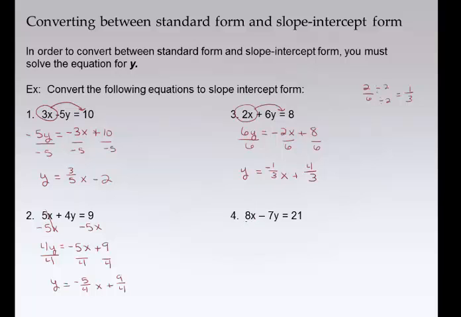And then finally, if I want to go back to the subtracting method, I have negative 7y is equal to negative 8x plus 21. Divide everything by negative 7, and I get y is equal to positive 8 over 7, because two negatives make a positive, minus 3.